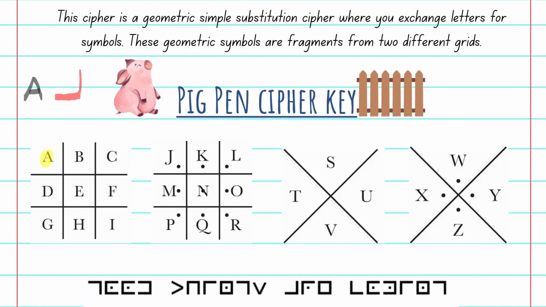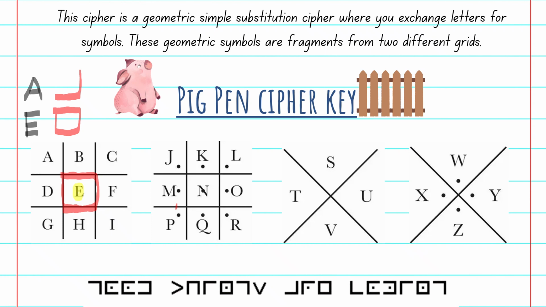Now, let's try a different one. Let's go with letter E. Letter E would be this geometric shape right here, which, we all know what this is. It's a square. So right here, for letter E, the symbol we would use is this one right here.